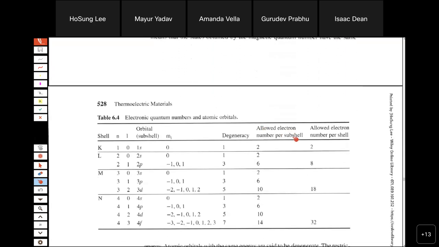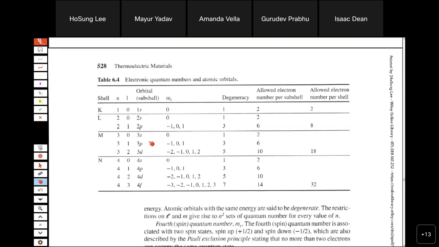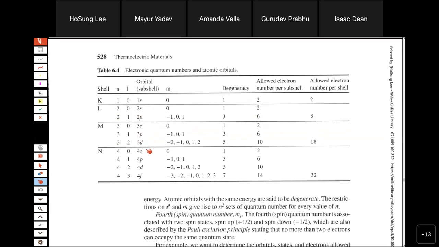So the summary is in table 6-4. Quantum number one is one orbit. Quantum number two has two subshells, S and P, and quantum number three has three possible subshells, S, P, D. In order to understand the electron, I think we have to understand the quantum numbers. That's why we are discussing this.